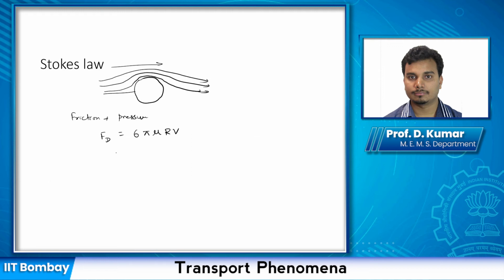Then typically, for flow over a flat plate, we talked about the friction factor. In this case, the friction factor is defined as D by A divided by half rho V infinity squared, where the area is the projected area. So for a sphere, it will be pi r squared.